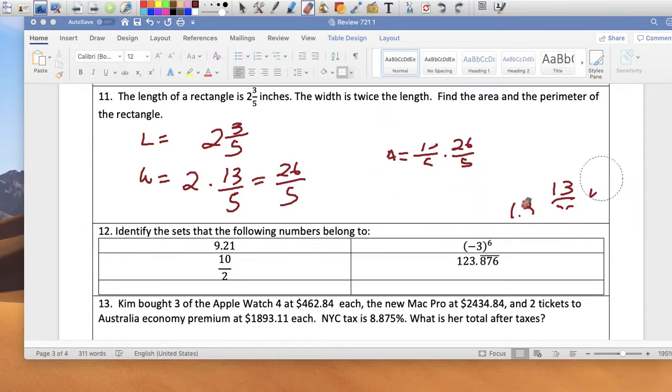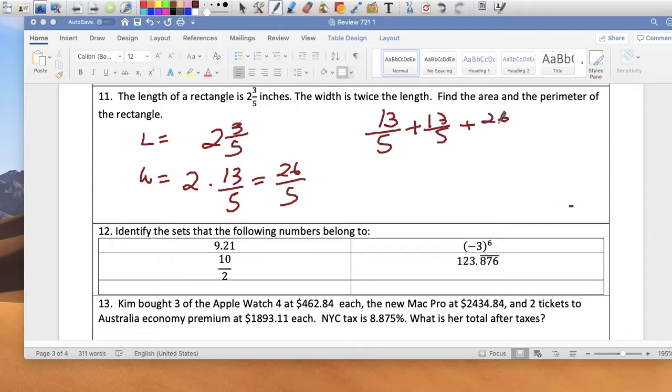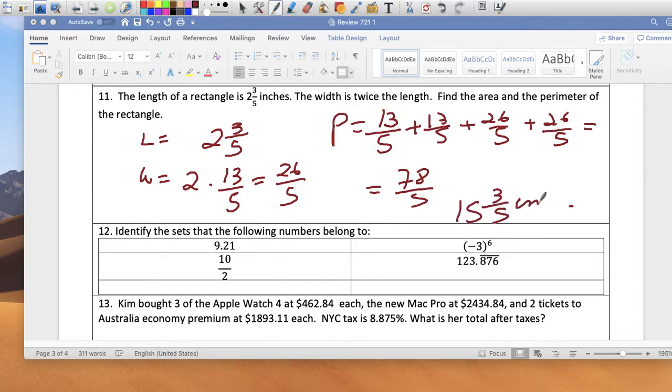My perimeter, a little bit simpler. My perimeter is going to be all the sides added up, so this is 13 over 5, plus 13 over 5, plus 26 over 5, plus 26 over 5. It's all the sides added together, so that's going to be 26 plus 26, which is 52, plus another 26, right? That's going to be 78 over 5. And divided by 5 is going to give me 15, which is 15 3/5 inches. Not squared, just inches, because it's perimeter.